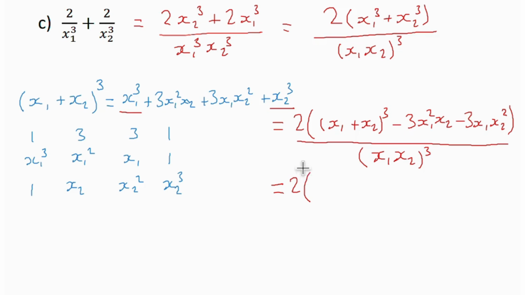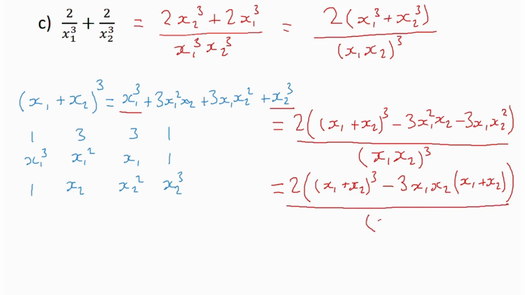So I've got 2 lots of (x1 + x2) cubed minus 3 lots of, I'm going to factorize out an x1, because I can factorize x1 from both, and an x2. And then inside the bracket, I get left with x1 + x2. Think about expanding this, and it would get me back to here. Factorize out the minus 3, the x1 that's in both of them, and the x2 that's in both of them, all over (x1x2) cubed.